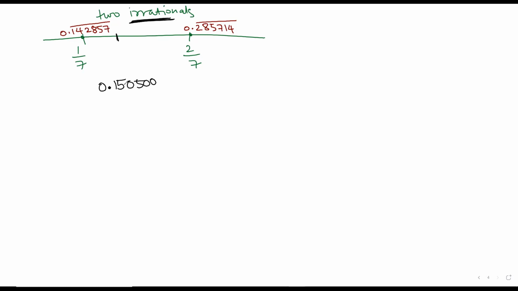So you could say any number from 0.142857 to 0.285714 can be taken. Ma'am, but it should be irrational. Exactly. So can you give me an example of a non-repeating one? 0.150503219. Right, you can just put in any random digits which don't repeat. Yes, ma'am.